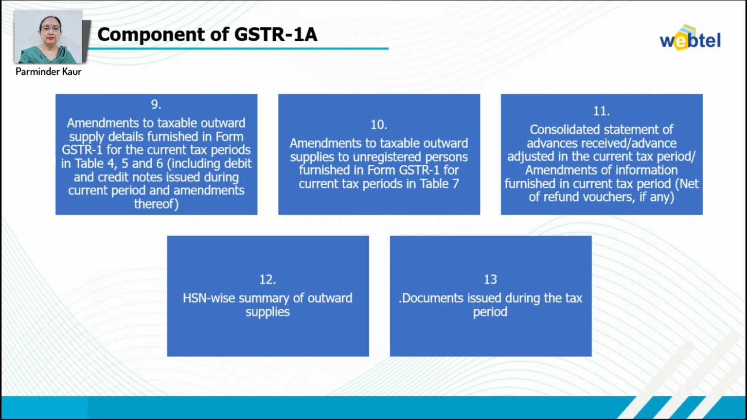In table number 10, amendment to the taxable outward supply to unregistered persons furnished in the form GSTR 1 for the current tax period, that is in table number 7. So in this heading, we will enter the intrastate supply, including supply made through an e-commerce operator, and interstate supply, including the supply made through the e-commerce operator, rate wise. In table number 11, consolidated statement of the advance received, advance adjusted in the current tax period, amendment of the information furnished in the current tax period, net of refund vouchers if any.